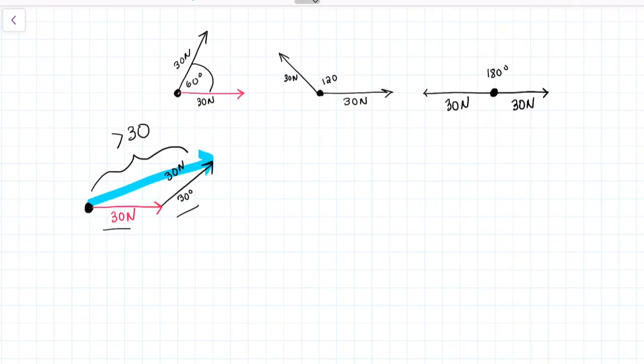Because we know that the only way we're going to have 30 degrees and 30 degrees, we have to see everything being an equilateral triangle with 60, 60, and 60.